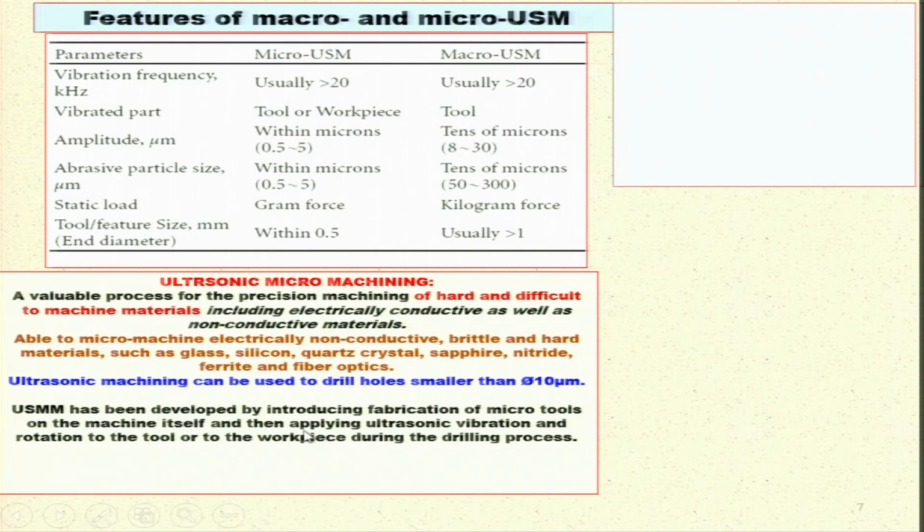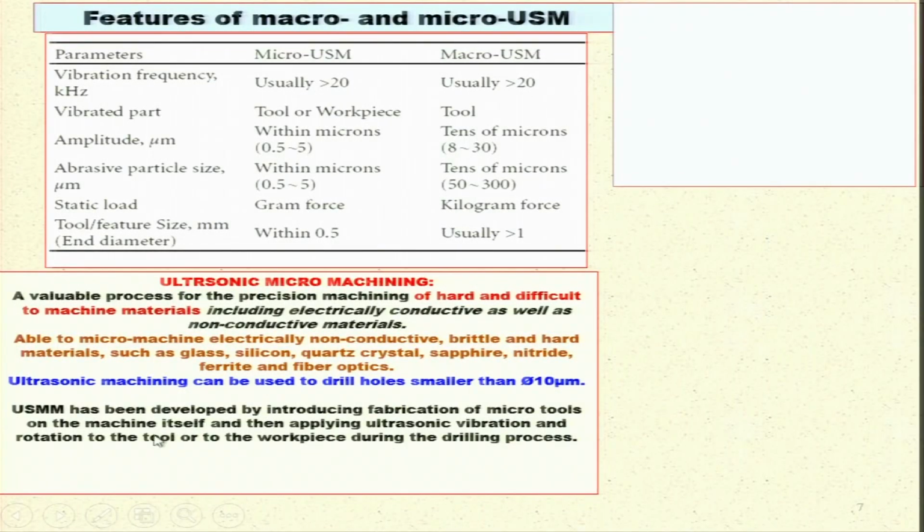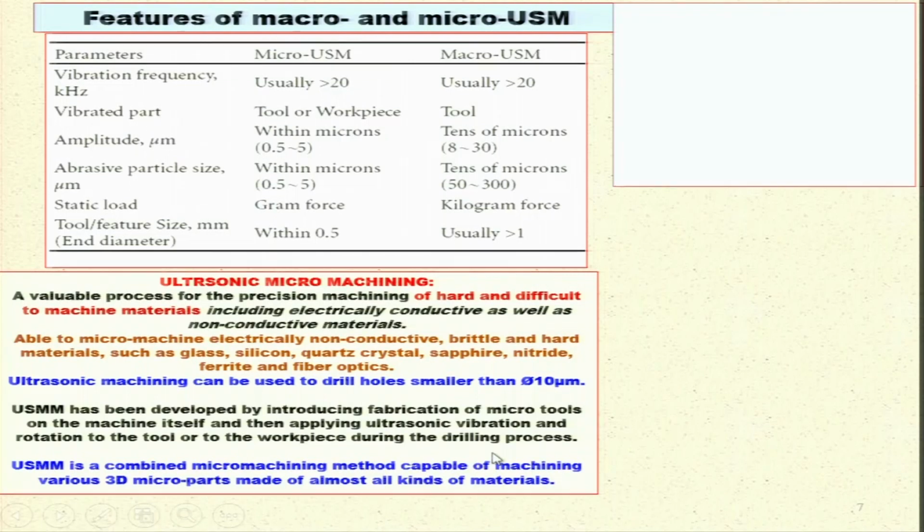Ultrasonic micromachining has been developed by introducing fabrication of micro tools on the machine itself, and this is very important. Wherever you are going to perform the micromachining process, then and there itself the micro tool is fabricated, and then the same tool in the same machine tool is used for micromachining purposes. Then ultrasonic vibration and rotation are applied to the tool or to the workpiece during the drilling process. This is another point to note, that rotation can be given either to the tool or to the workpiece in case of micromachining, especially in micro drilling.